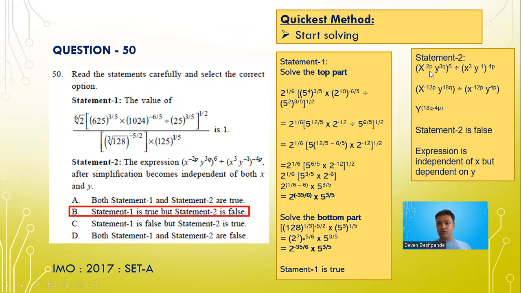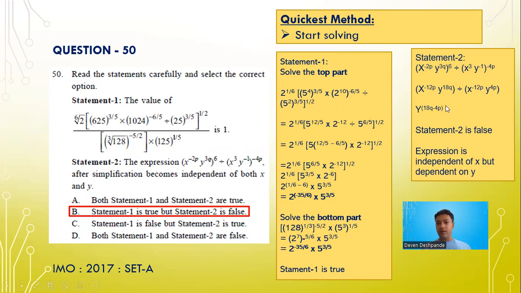x raised to minus 2p into y raised to 3q whole raised to 6 divided by x raised to 3 y raised to minus 1 whole raised to 4 minus 4p. So what is this? x raised to minus 2 into 6, which is minus 12p, and y raised to 6 into 3, which is 18q, y raised to 18q divided by x raised to 3 into minus 4p, which is minus 12p, y raised to minus 1 into minus 4, which is 4p.